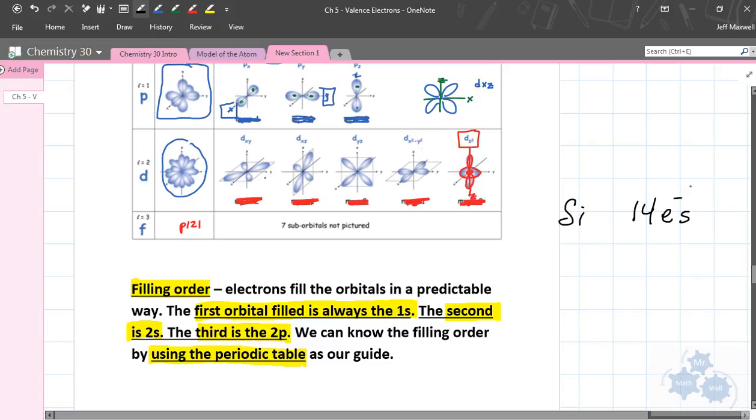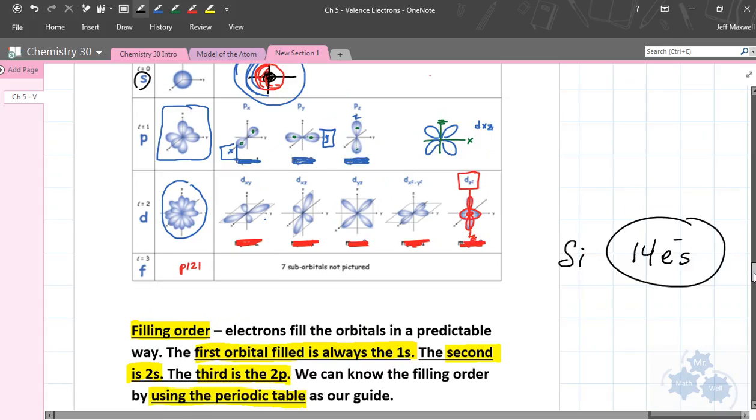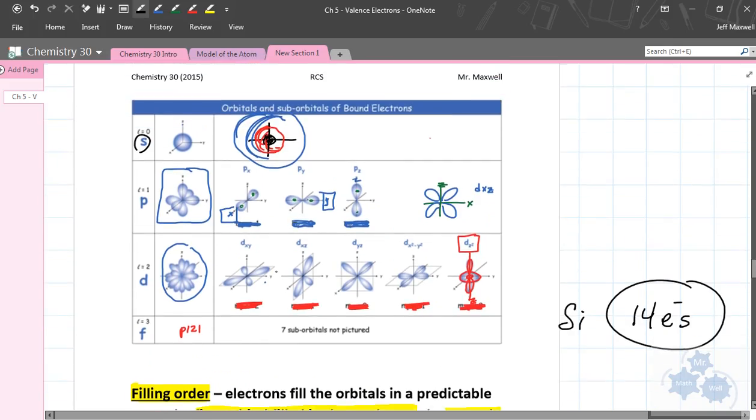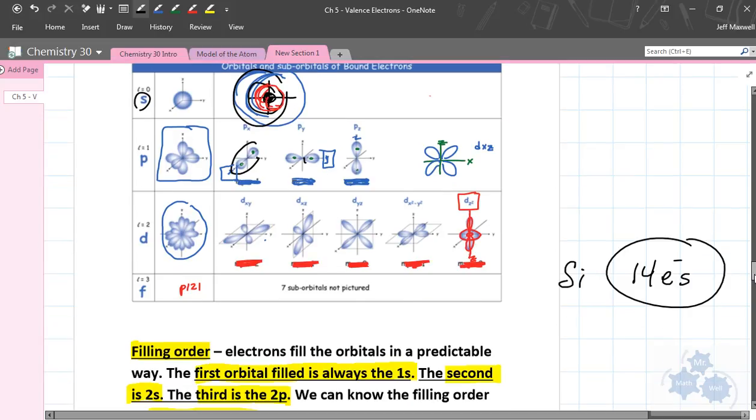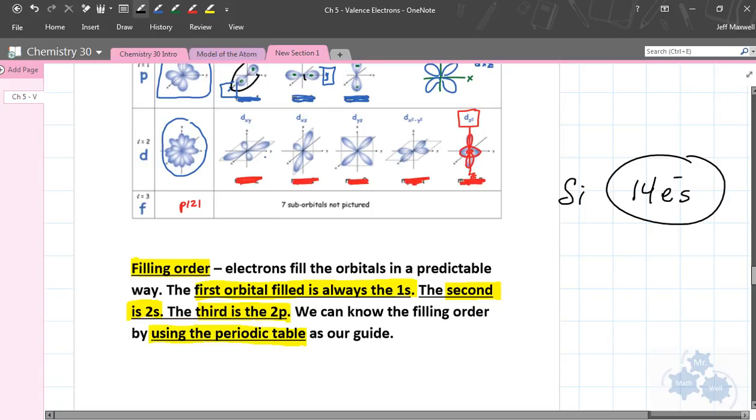So if we look at silicon's 14 electrons, how do we know which ones they fill? Do they fill the 1s first, and then go to the 2s, or do they do 1s and then a p orbital, and then back to a 2s? How does that work? That's what we're going to look at. All 14 are filling orbitals in a predictable way. So we'll go back to our periodic table.